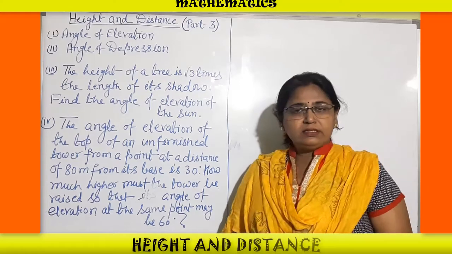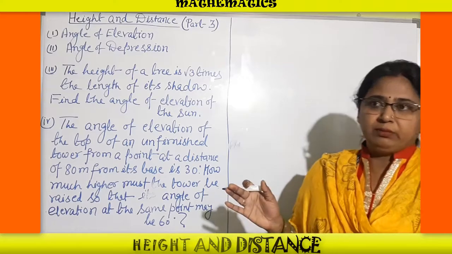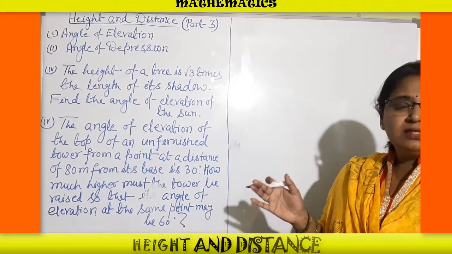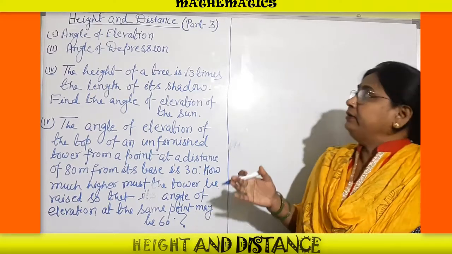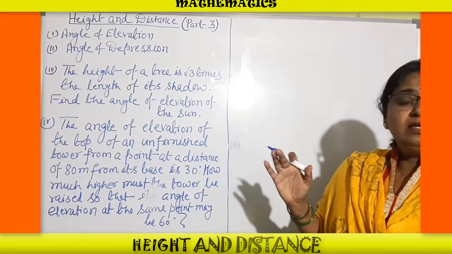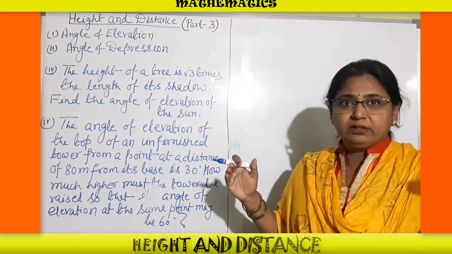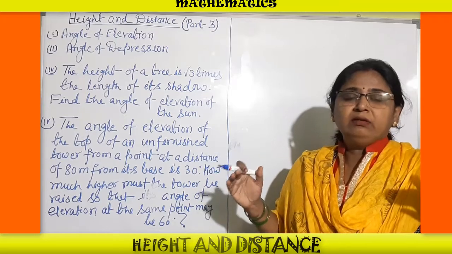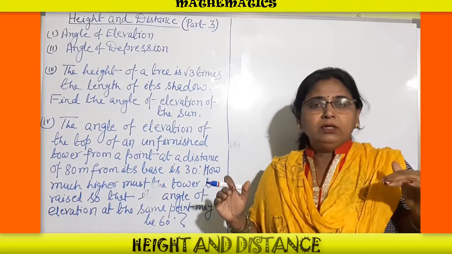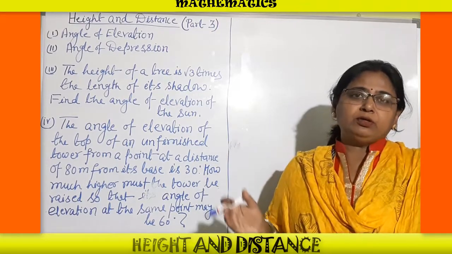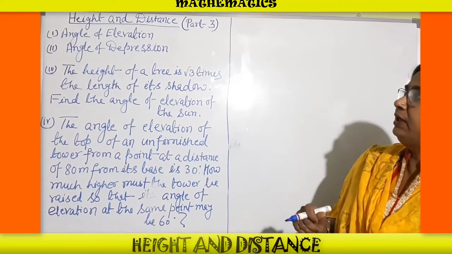Height and distance is a chapter in which language problems are given, and everything else is the same as your previous exercise questions. Height and distance is totally a language problem, and you have to convert it step by step into mathematical form. The other processes are the same as in your previous exercise, where many questions like that were given.